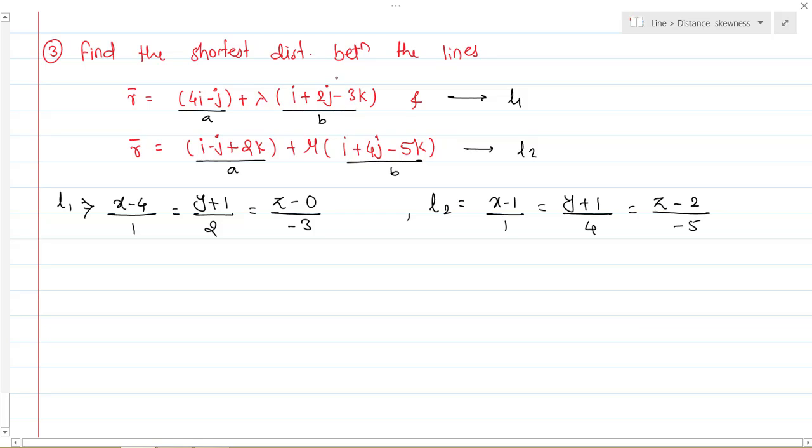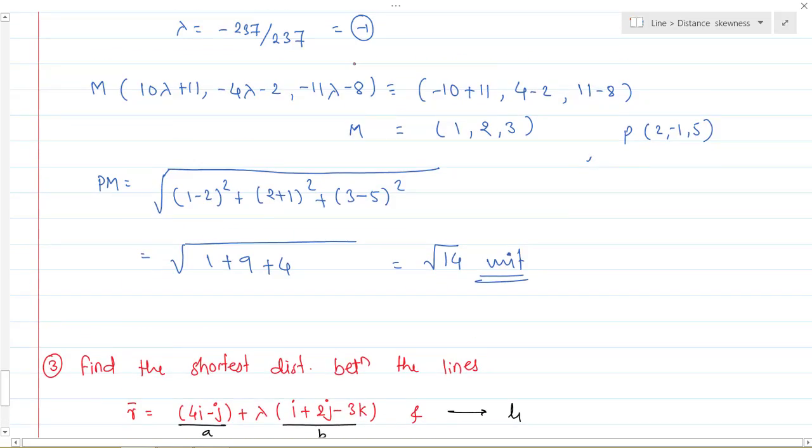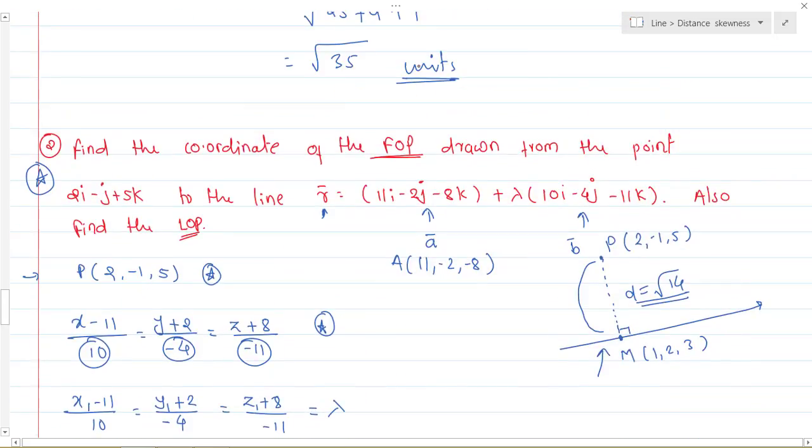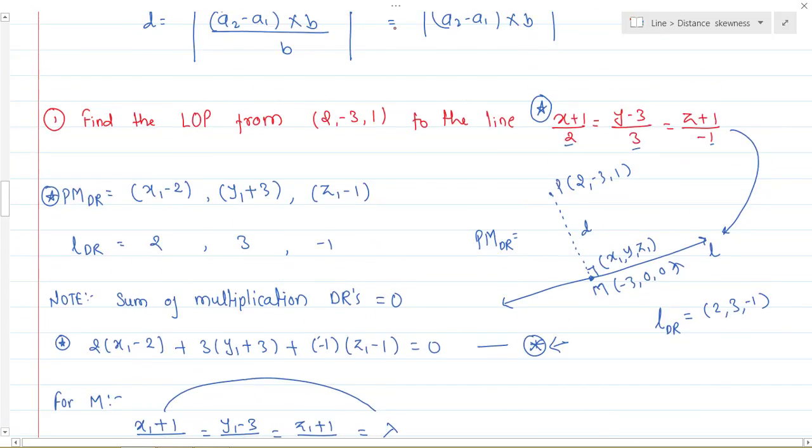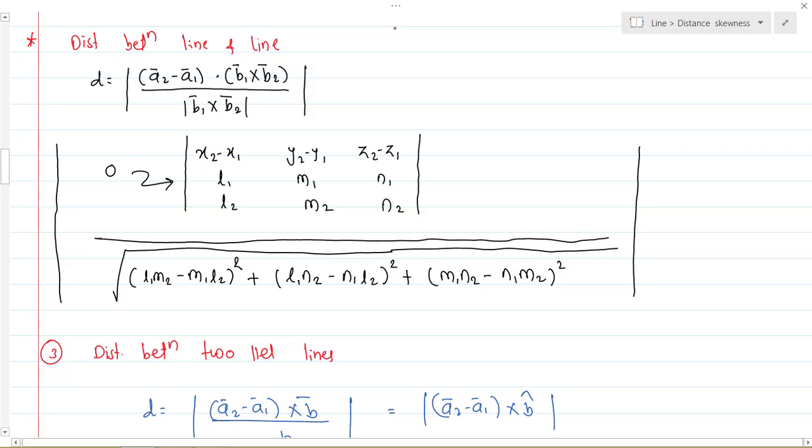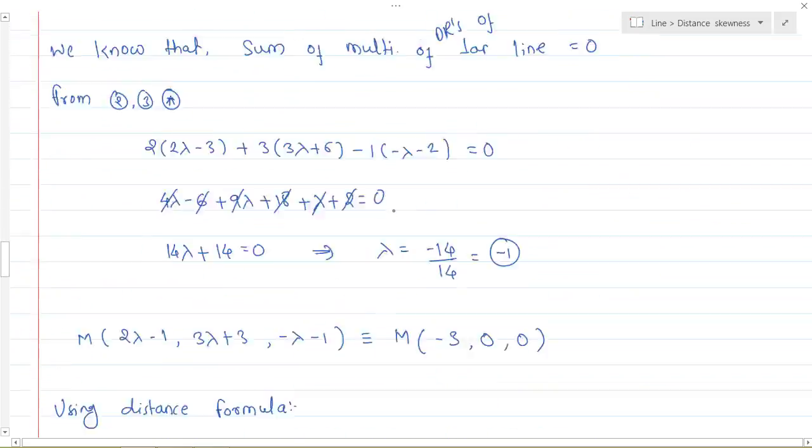Now how do we find the shortest distance? We will make use of this formula, the bigger formula, which gives the distance between the two lines. For this you require this del, we will call this denominator del. It is the determinant with rows x2 minus x1, y2 minus y1, z2 minus z1; l1, m1, n1; l2, m2, n2. So let's have that formula here.